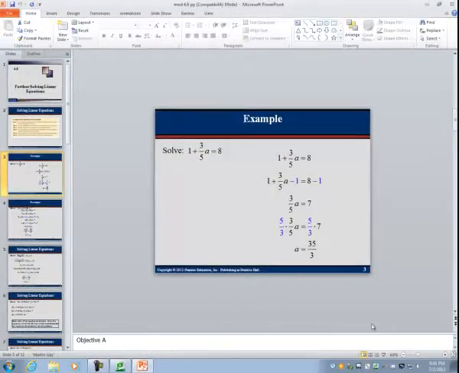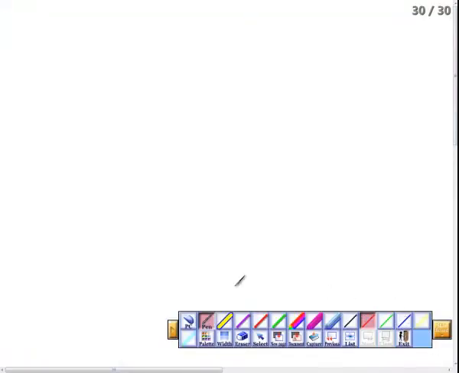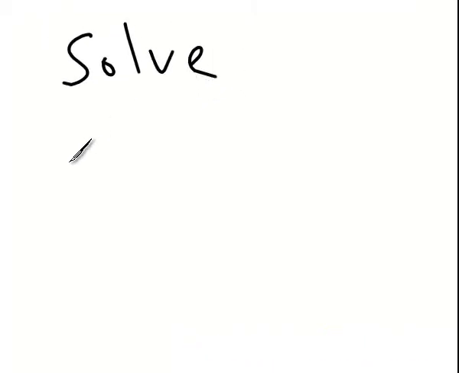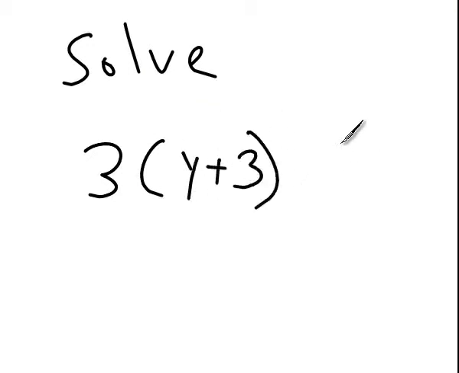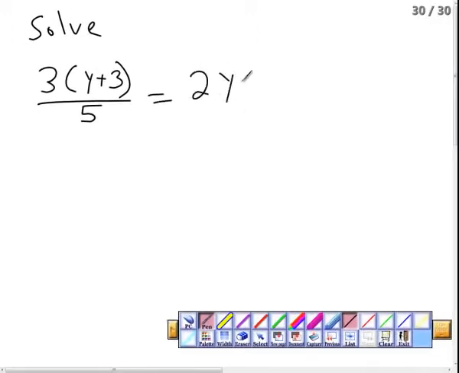All right. So let's say that we have a problem such as this. We want to solve, here we have 3, and then we have parentheses, y plus 3, close the parentheses, over 5 equals 2y plus 6. All right? Now before we start, what would be the thing you'd have to do first here?